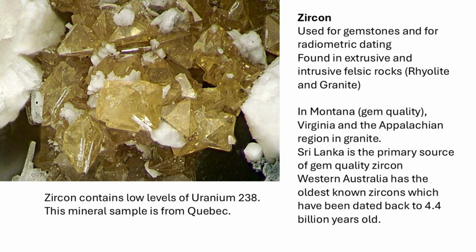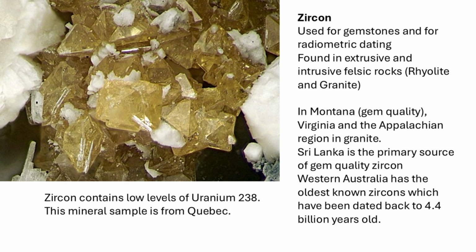So the oldest ones so far were found in Jack Hills in Western Australia, and it was dated back to 4.4 billion years old. Again, basically they measure the amount of uranium that is remaining and determine the age from that.